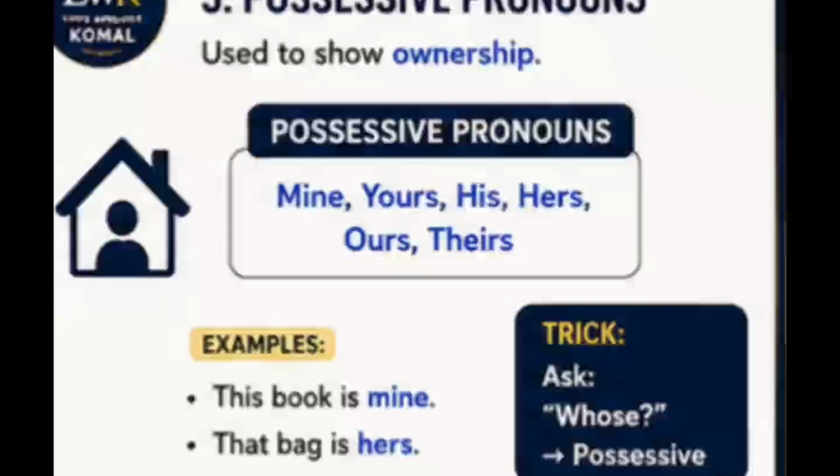So let's see the example. This book is mine. That bag is hers. In these two sentences, mine and hers, they show the belongings. They show the ownership. So this is called the possessive pronoun.